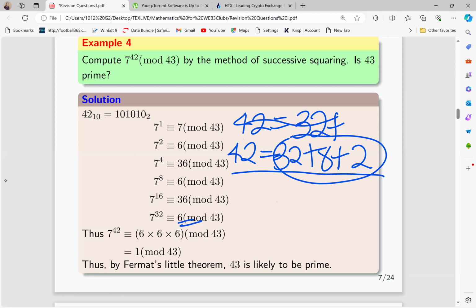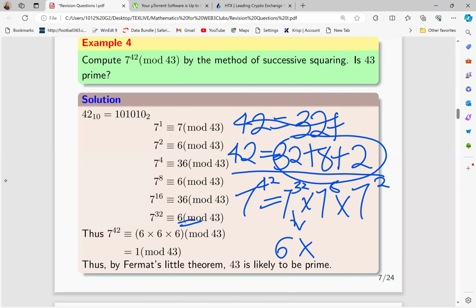Now, according to the laws of indices, 7 power 42 is the same as 7 power 32 times 7 power 8 times 7 power 2. And 7 power 32 we got was 6, 7 power 8 was 6, and 7 squared gave us 6. So that's 6 times 6 times 6, you get 216. But remember, our whole operation is mod 43.